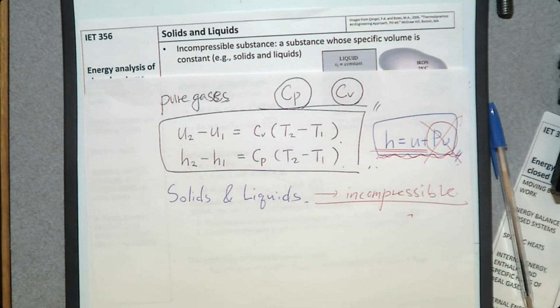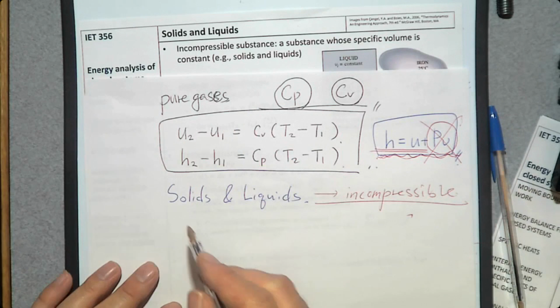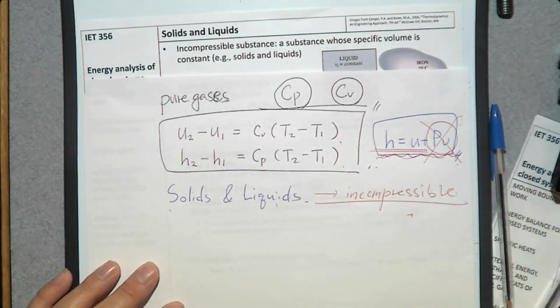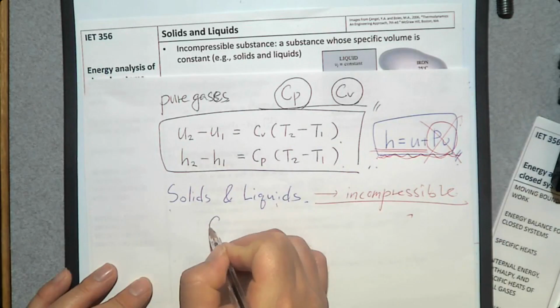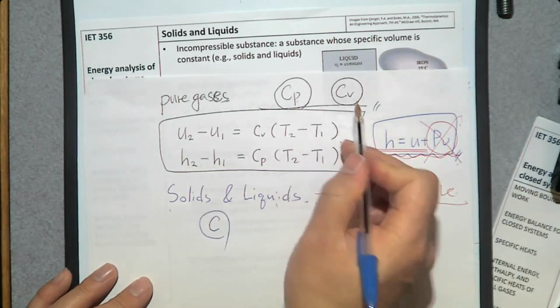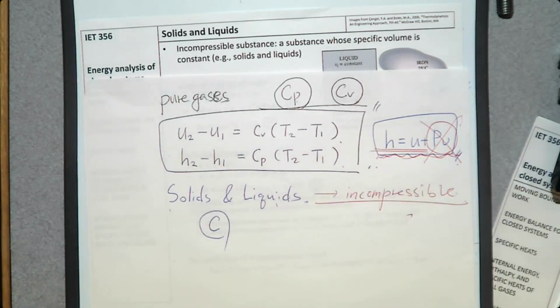Then what is the difference between the first specific heat equation and the second specific heat equation? There is no difference. So when you have solids or liquids, there is only one specific heat, C, instead of Cp and Cv. Because U2 minus U1 is the same as H2 minus H1 because there is no volumetric changes. So Cp is the same as Cv, so you can just say C.